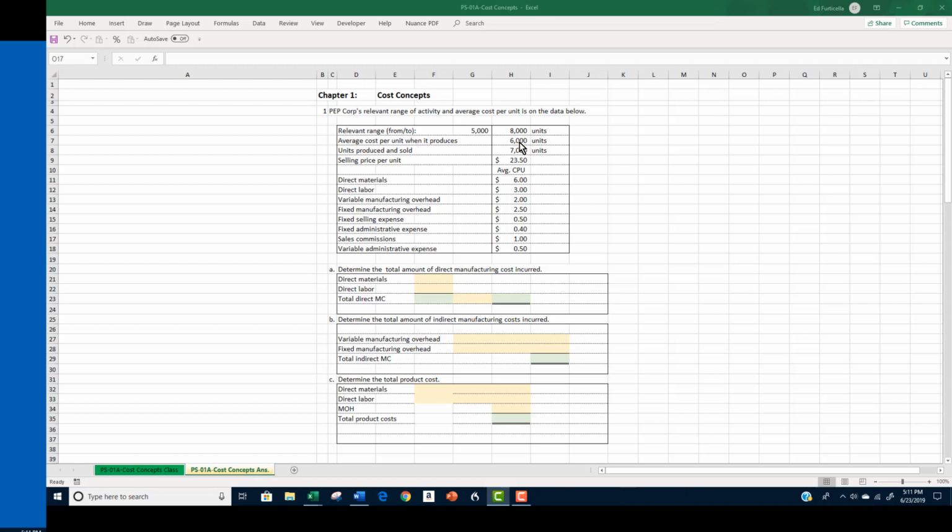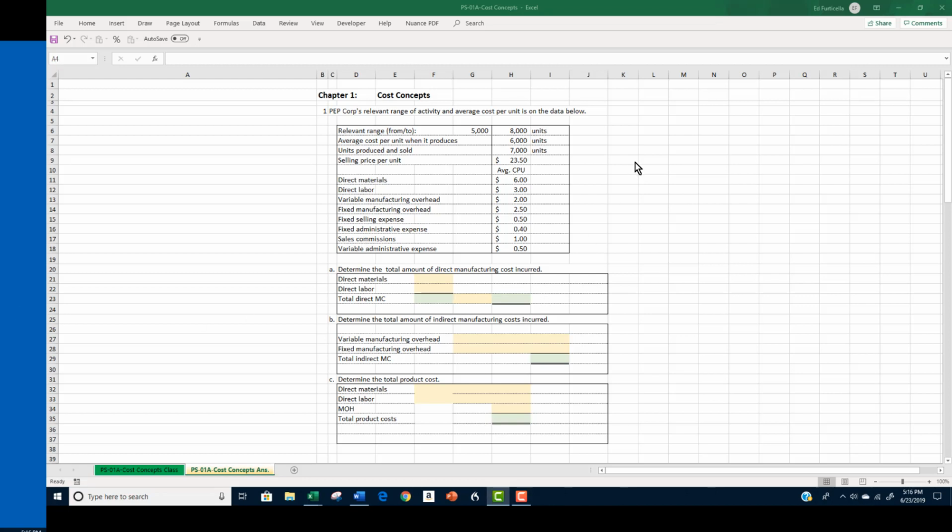Direct material, direct labor, variable manufacturing overhead, and fixed manufacturing overhead are all product costs, which means that they will be carried on the company's books as inventory until the finished product is sold. SG&A expenses include sales commissions, variable administrative expenses, and fixed selling and administrative expenses. All are period costs, which means that they are expensed when incurred and are reported on the income statement.